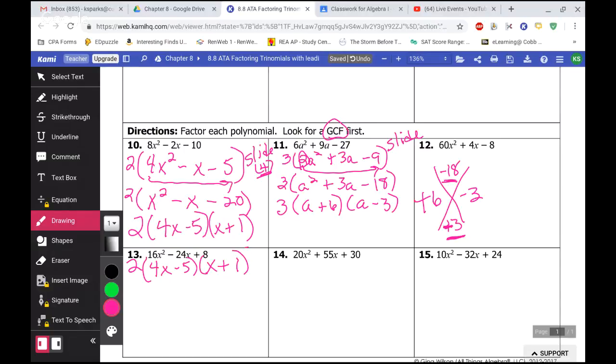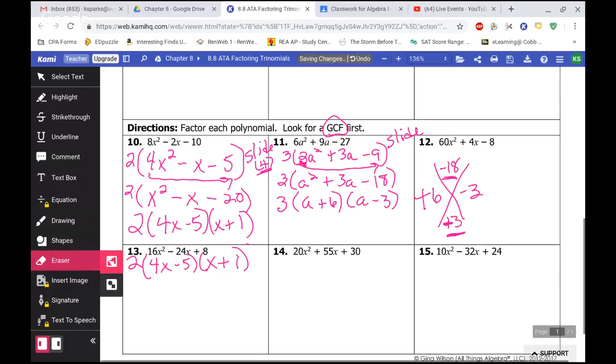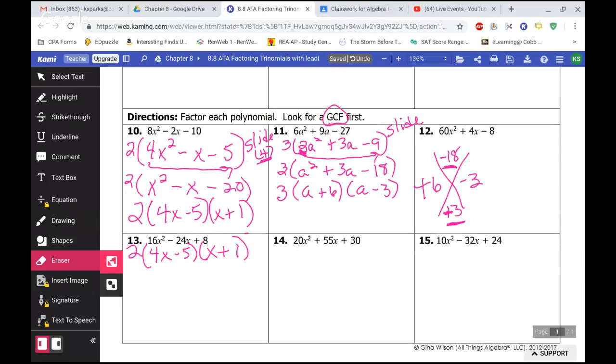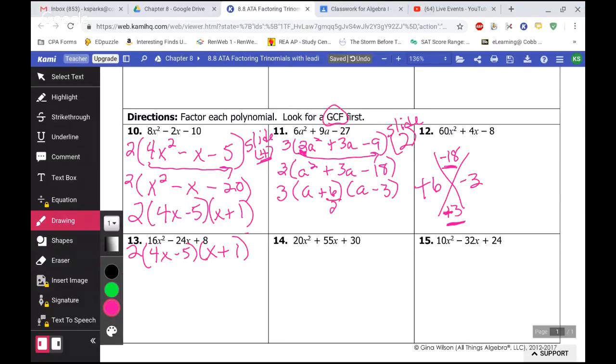What did I multiply by when I slid down? 6? No, 2. Yes, 2. Good job. I multiplied by 2 in that step, so I'm going to divide by 2.